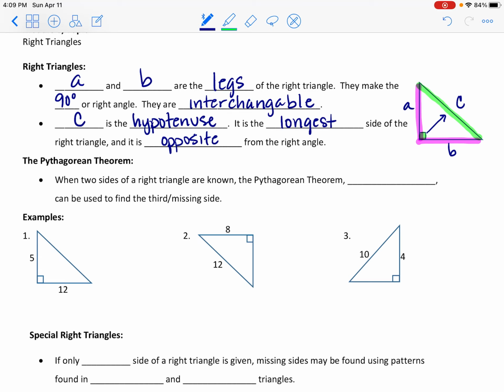You're probably familiar with that. You've seen this before. So what we're going to look at is hopefully review, but it could be a long time since you've seen some of this stuff: the ways in which we can find missing sides, not all the ways, but some of the ways in which we can find missing sides and ultimately missing angles in a right triangle.